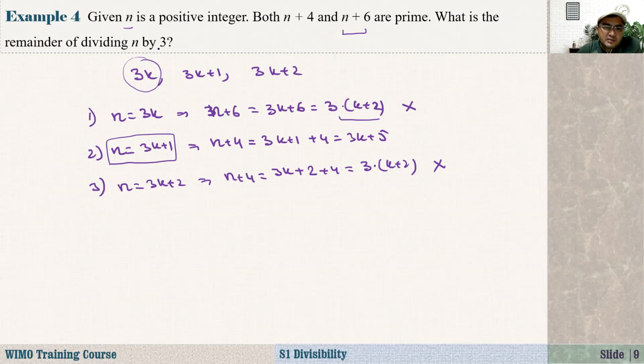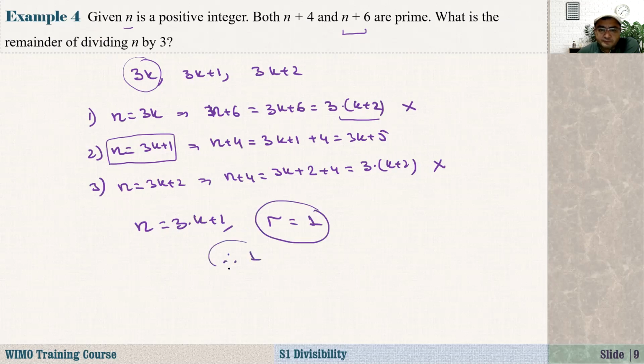Okay. So now, since n is in the form 3k plus 1, the question is, what is the remainder of dividing n by 3? That means that since n is in the form 3 times k plus 1, if you divide n by 3, the remainder is 1. Some examples, for example, let's say n is equal to 7, this one is 11, and also this one is 13.